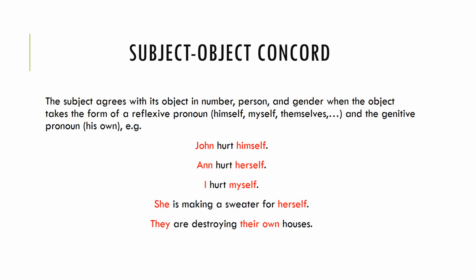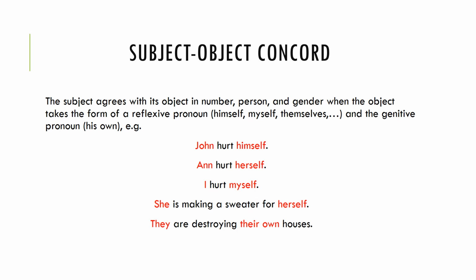The second type of concord that can happen with the subject and other elements in the sentence is the concord between the subject and the object. So the subject has to agree with its object in three important features: number, person, and gender. Only if the subject occurs in the form of a reflexive pronoun or the genitive pronoun his own. If your subject appears in any other form, there is not necessarily a concord in number, person, or gender between the subject and the object.